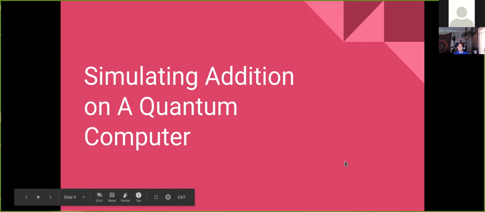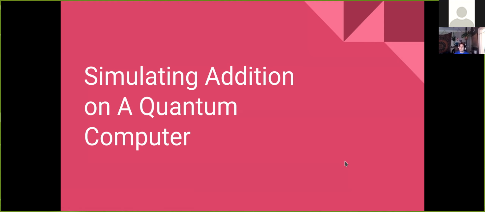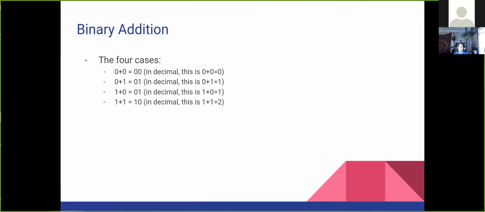Now we're going to do something a little more interesting. We're going to try and simulate addition on a quantum computer. This is a little more difficult, but it's useful, and we can't really have a very practically useful computer without being able to do addition, right? There's of course more in-depth explanations as to how and why this works, but I'll sum it up into this. There really are 4 cases when we're adding 2 bits.